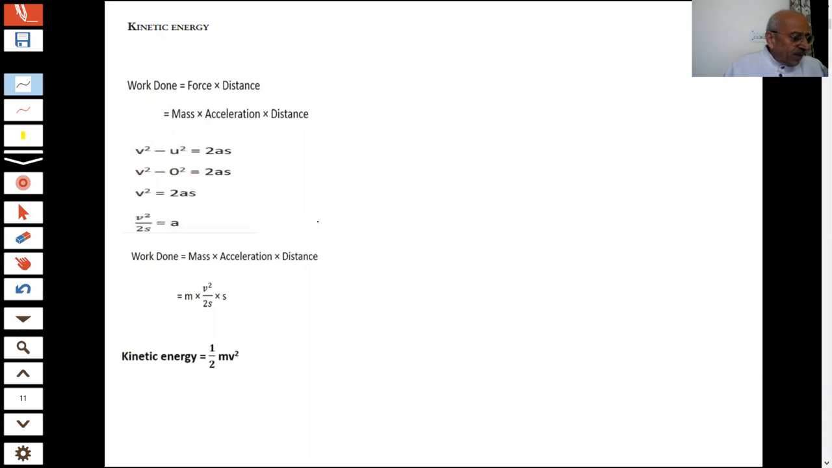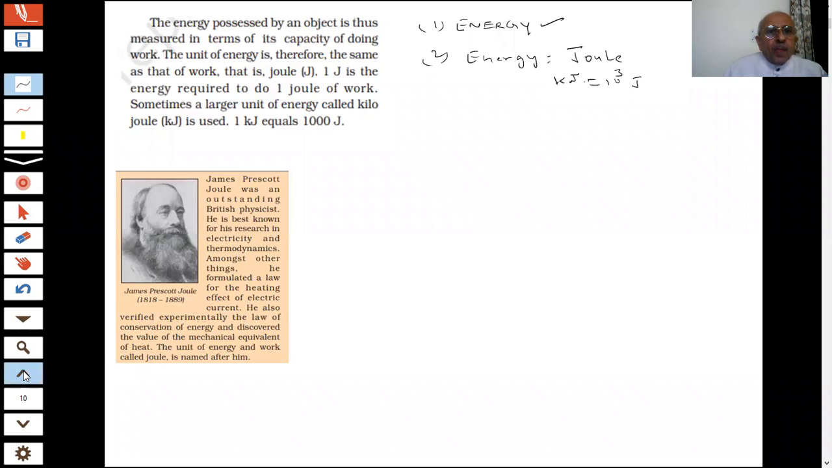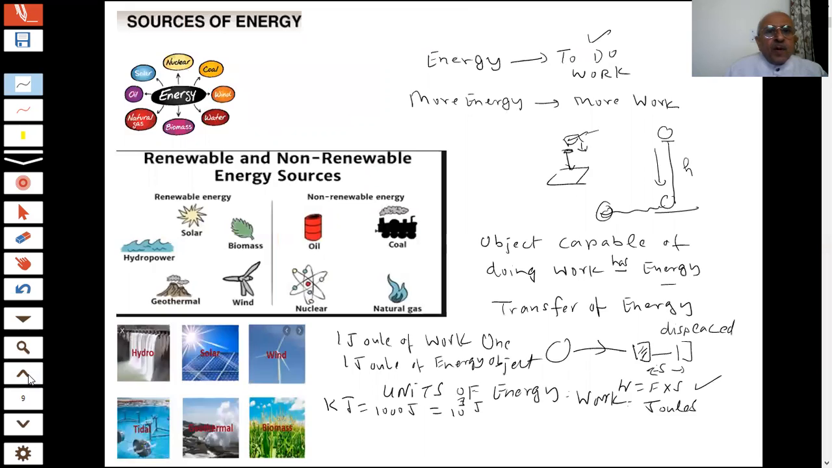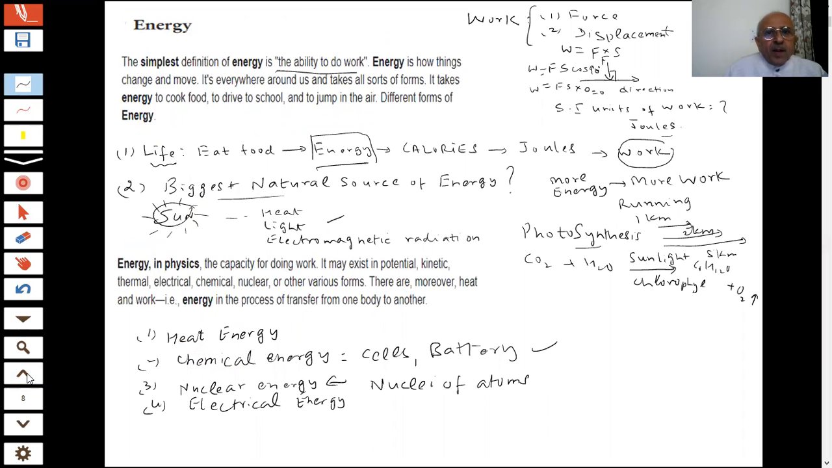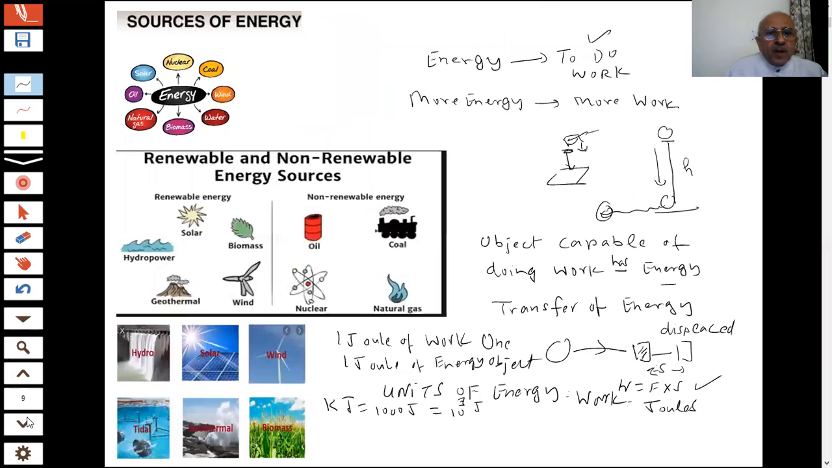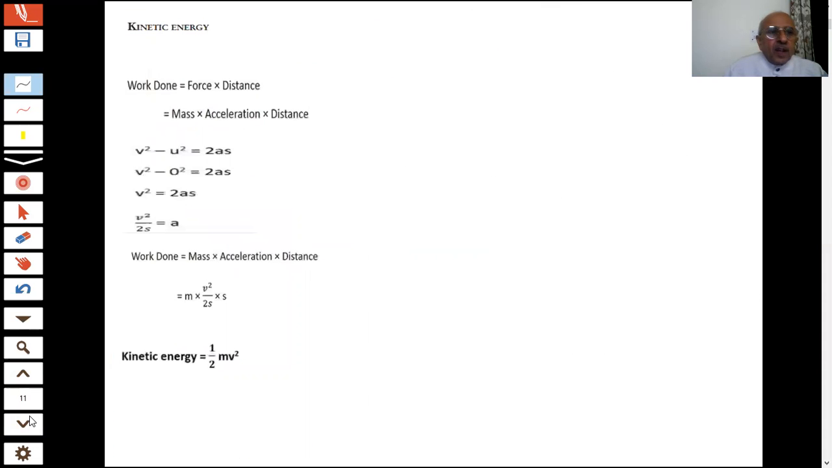Okay, students, now we are coming to the different types or forms of energy. What are the various forms of energy? In general, what types of forms of energy are you aware of?